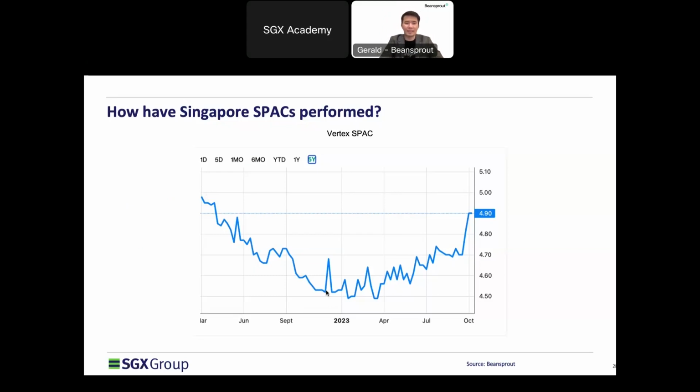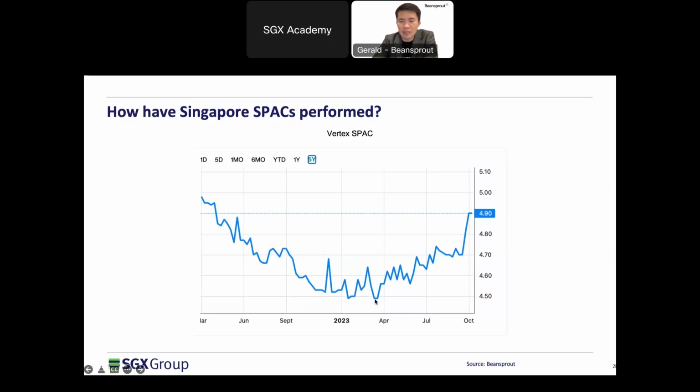If you recall, the Nasdaq actually fell by more than 20% last year because of concerns around how higher interest rates will affect the valuation of high growth companies. And the concern is that it'll be harder for the SPACs to be able to acquire companies if the valuation of the tech stocks continue to come down. Okay, so we saw the share price of Vertex SPAC coming down, reaching a low of about $4.50.